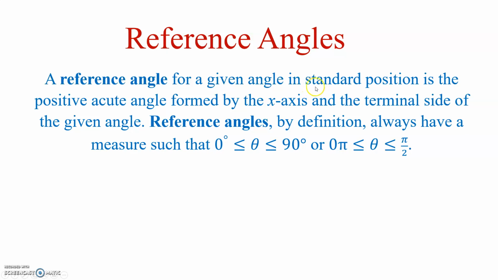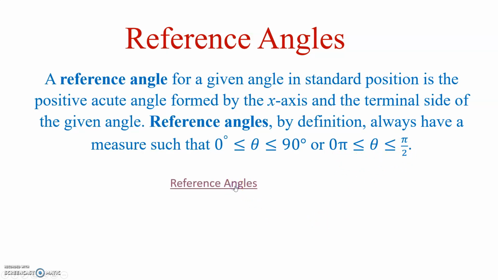We start with an angle in standard position. Every angle in standard position does have a reference angle. The reference angle is the angle that's made between the terminal side of the original angle and the x-axis. Reference angles, by definition, always have a measure such that theta is some number between 0 and 90 inclusive. So we actually could include the 0 and 90. Or if it was radians, it's a number between 0 and pi over 2, also inclusive.